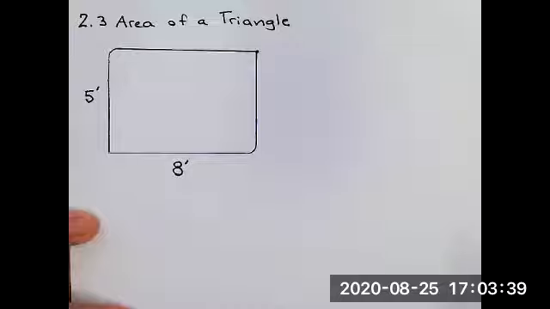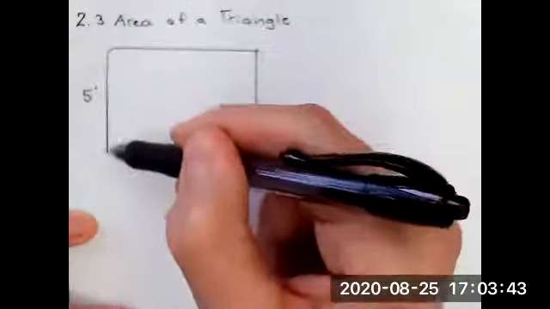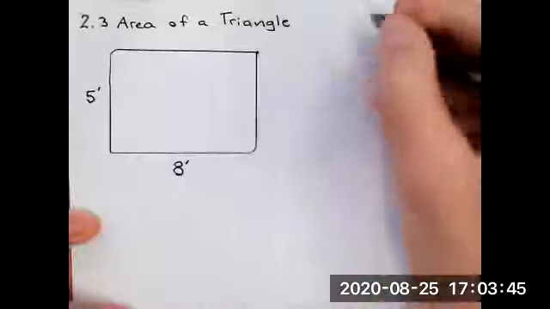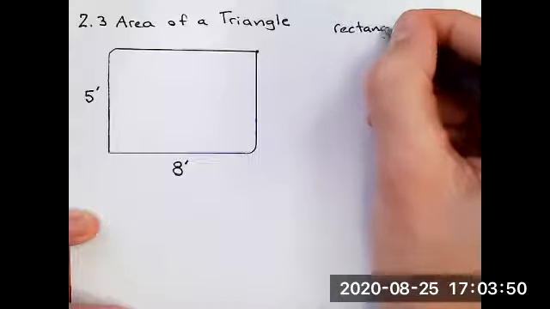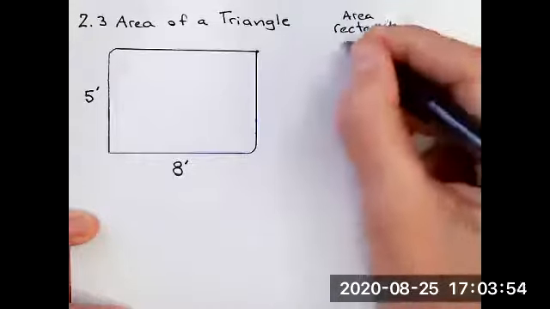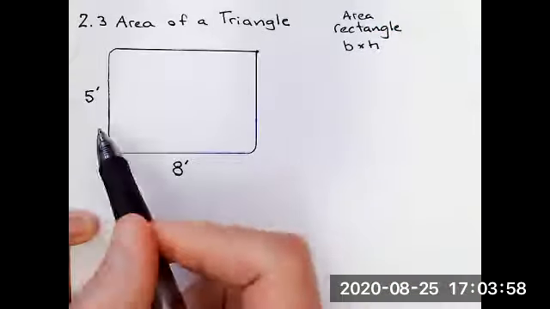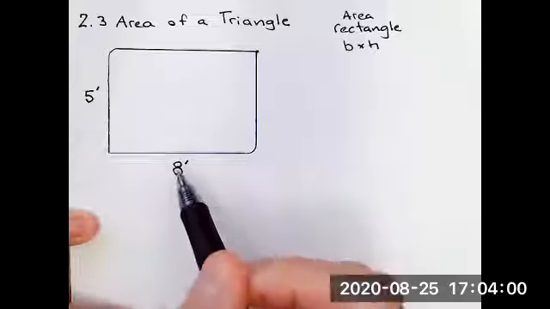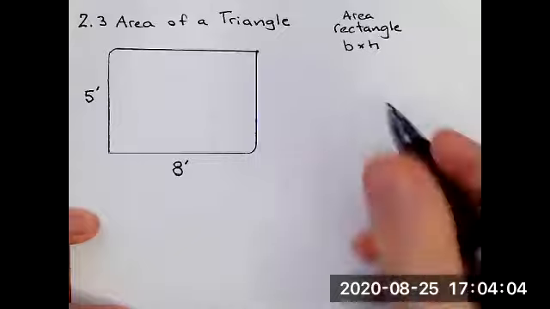All right, area of a triangle. You'll recall from the earlier sections that the area of a rectangle is the base times the height. So in this case, it would be 5 feet times 8 feet, which is 40 square feet.